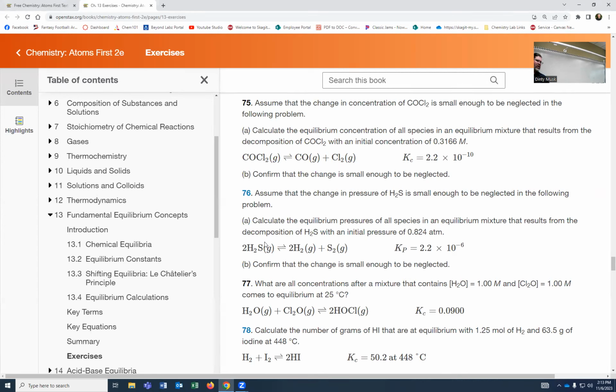All right, so it looks like our initial concentration of COCl2 is 0.3166 molar. We're doing 75A and repeating that for the recording.